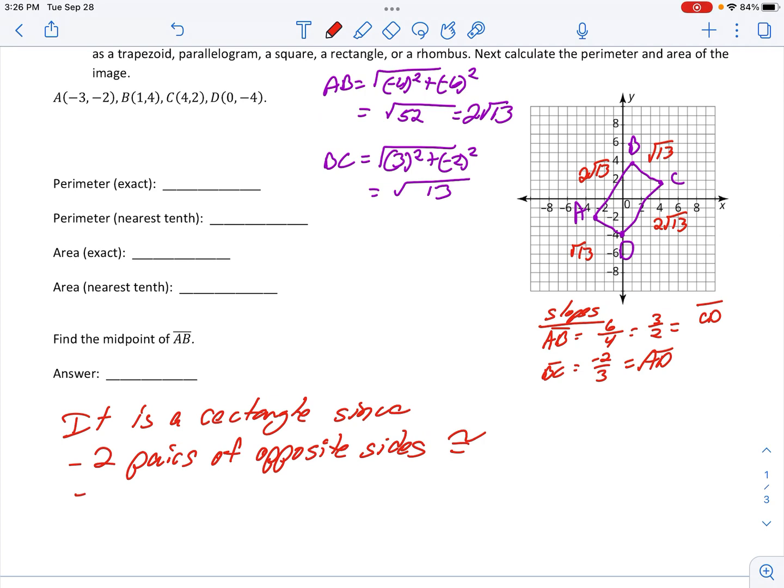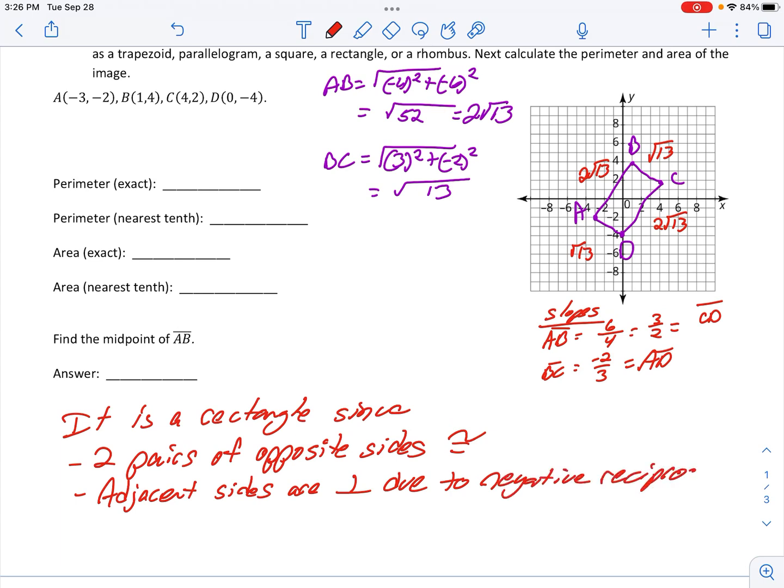And then what makes it a rectangle instead of just a parallelogram is that adjacent sides are perpendicular due to negative reciprocal slopes.